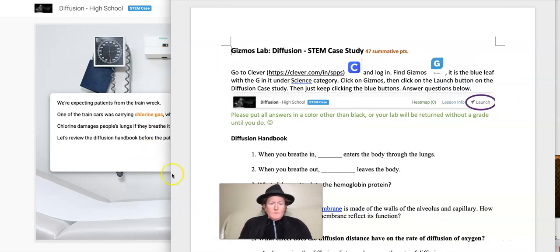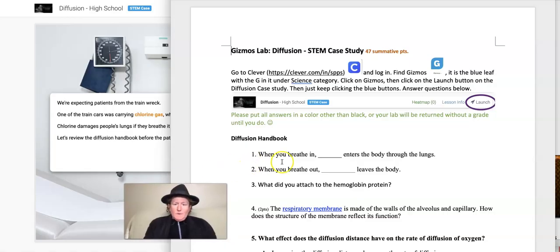We are looking for information in the handbook about what happens when you breathe in, what enters the body through the lungs, or when you breathe out, what leaves the body, and what are we going to attach to the hemoglobin protein. So be on the lookout for those first three questions as we go into the handbook.